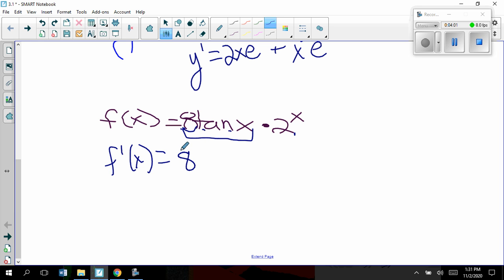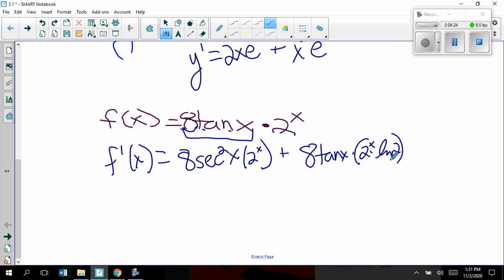So the derivative of tangent is secant squared. So the derivative of the first times the second, so times 2 to the x, plus the first as is times the derivative of the second. I'm going to put this in parentheses because 2 to the x power times ln of 2, these are all being multiplied. Now this answer, you can leave it like this. That is perfectly right. When you look in the back of the book, they will reorder a little bit just to clear things up.